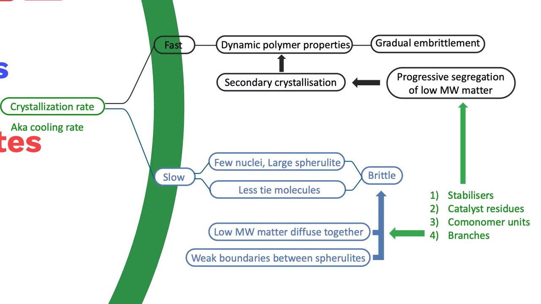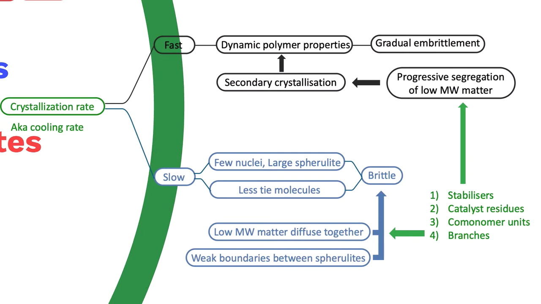Another side effect of dynamic polymer properties is possible secondary crystallization, especially when you have low molecular weight matter like stabilizers, catalyst residues, comonomer units, and branches in your material. So over time, this low molecular weight matter will be separated out from the polymer chains, and then you may form secondary crystallization, which could also lead to gradual embrittlement.